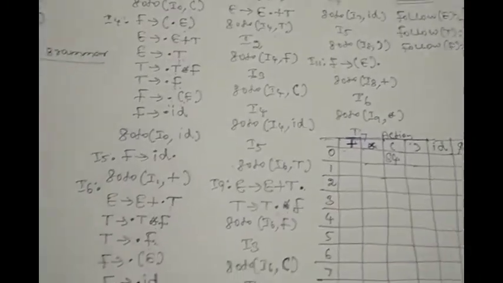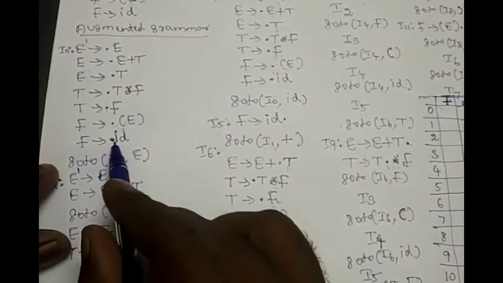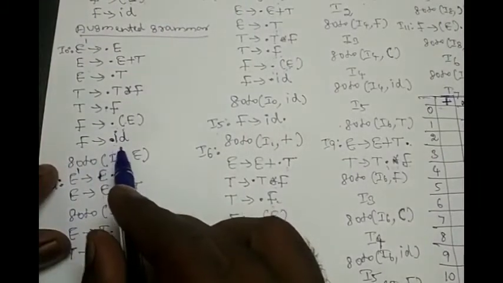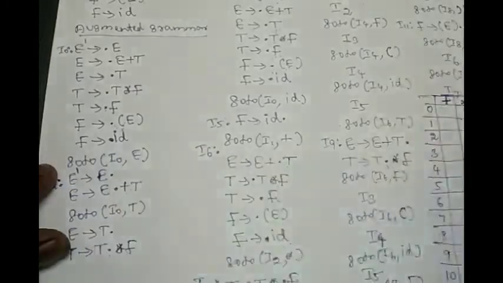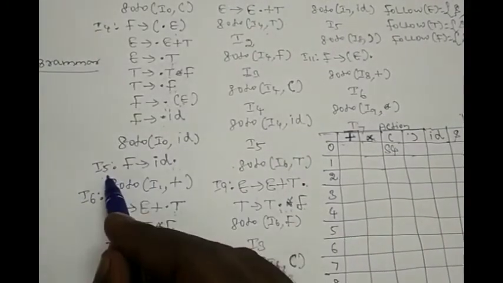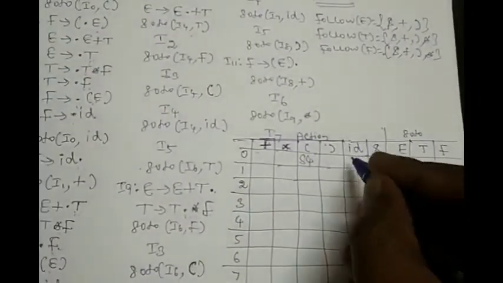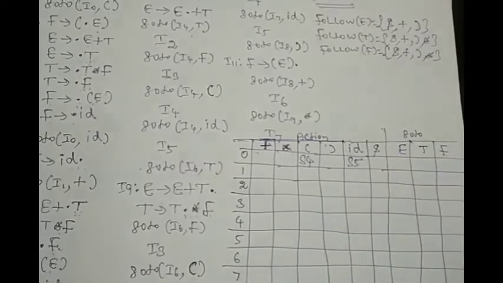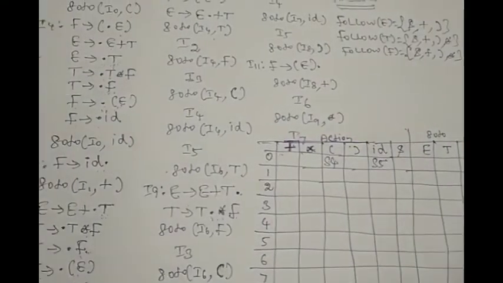And when you see this one, F tends to ID. So in item set 0 you have ID here, so you see go to of ID, which is also a terminal. So go to of I0 comma ID is generating I5. So in the table you simply write it as S5. So you repeat this process for every item set here.